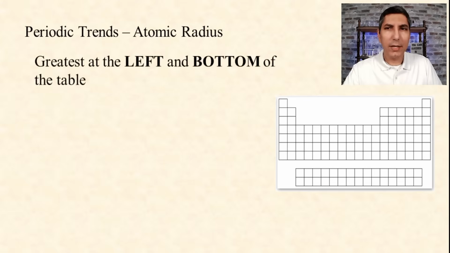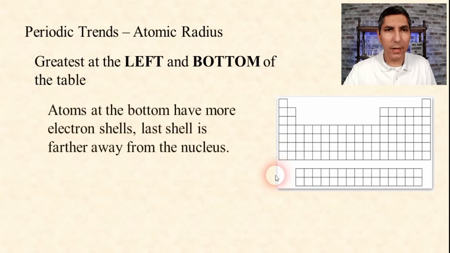Generally speaking, atomic radius is the greatest at the left and the bottom of the periodic table. That means these elements down here, like cesium and rubidium, are going to be the largest elements on the periodic table. The reason that's the case is that atoms at the bottom of the periodic table have more electron shells. They have more occupied energy levels.